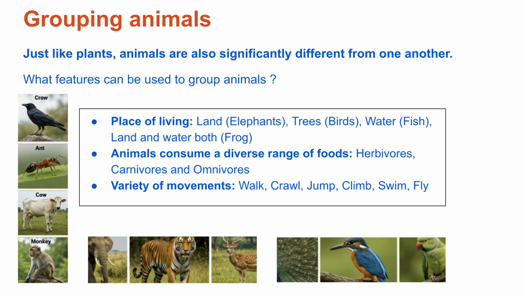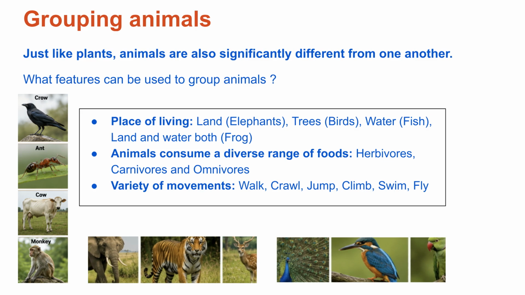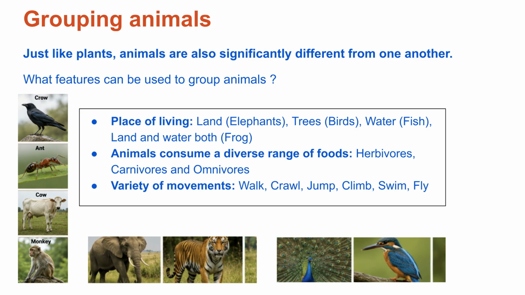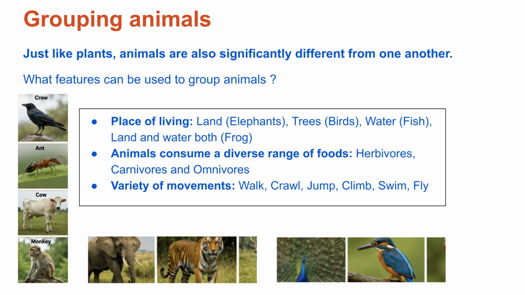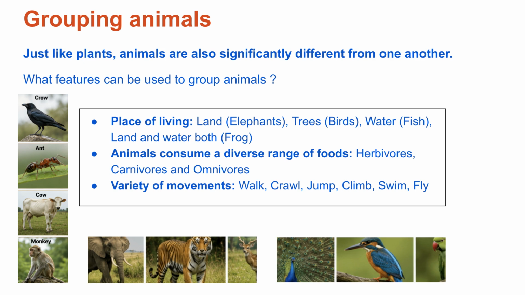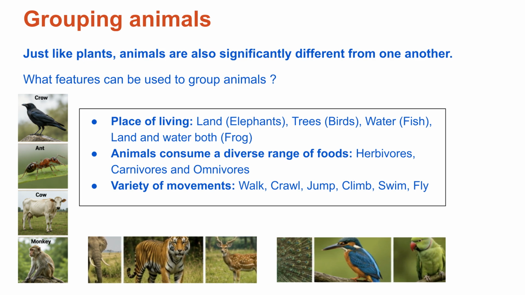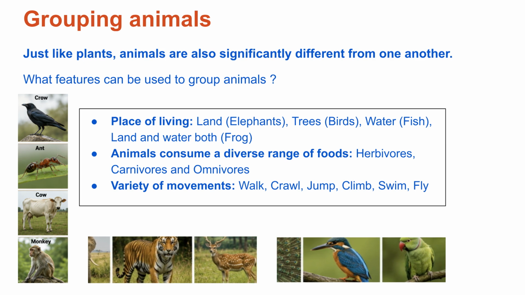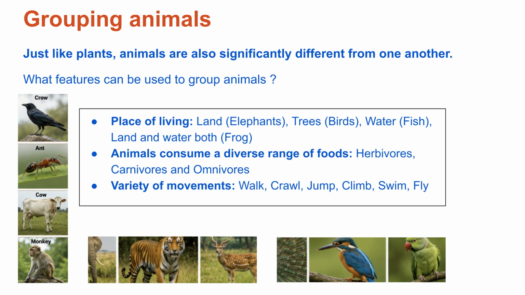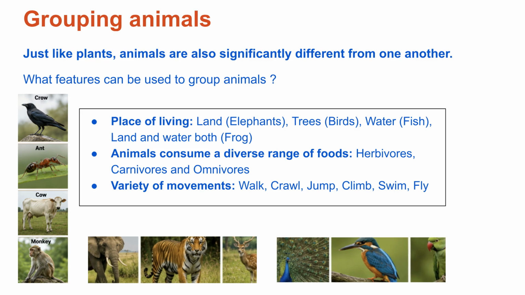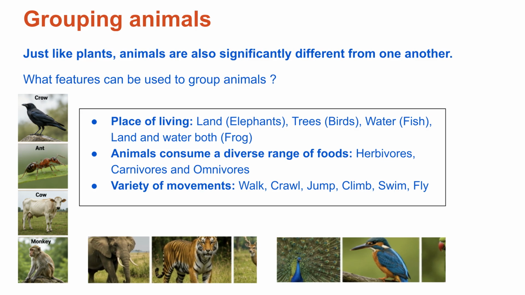So now when we group animals, we also see that different types of animals are found in nature. Animals are also significantly different from one another. What features can we use to group animals? As you can see in this table, there are a number of factors that can be used to categorize different animals, like their place of living.